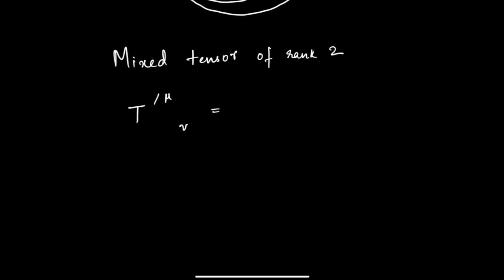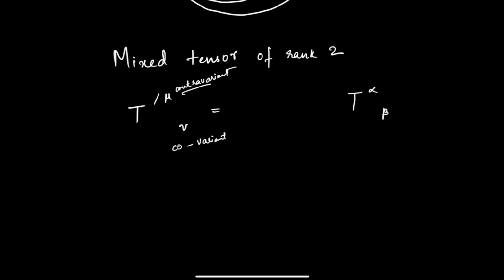Now in the other coordinate system we have T alpha beta. Here mu is contravariant and nu is covariant. You should remember that: mu will always transform like a contravariant and the index nu will transform like a covariant.